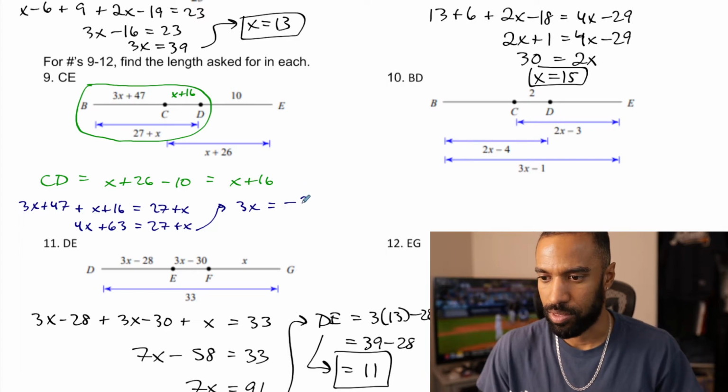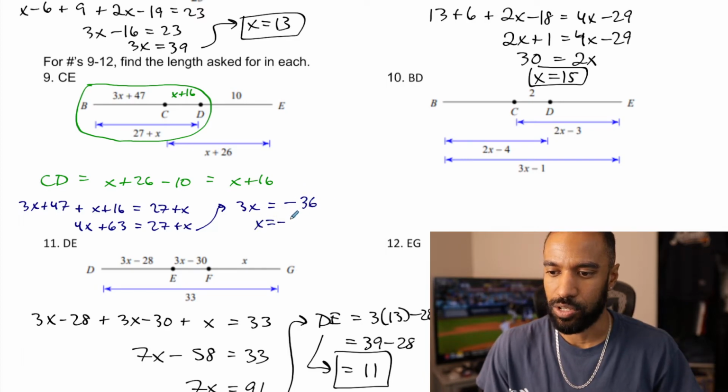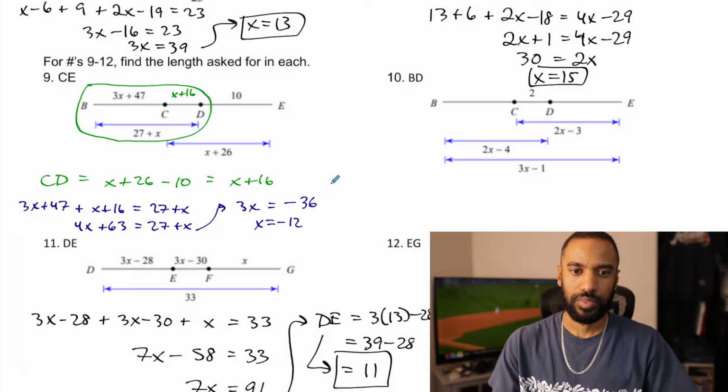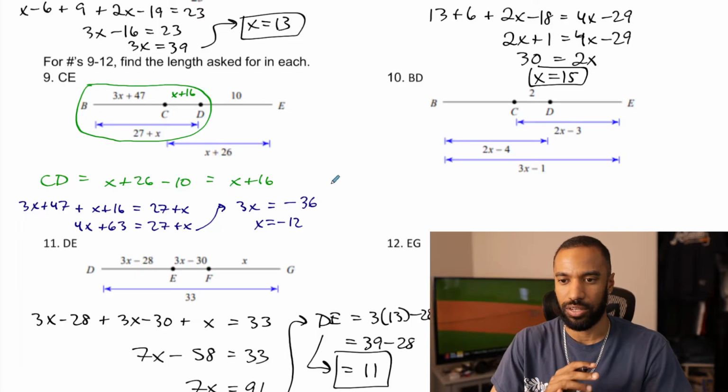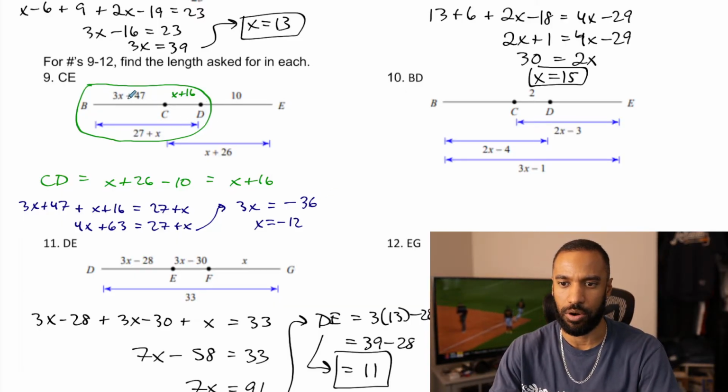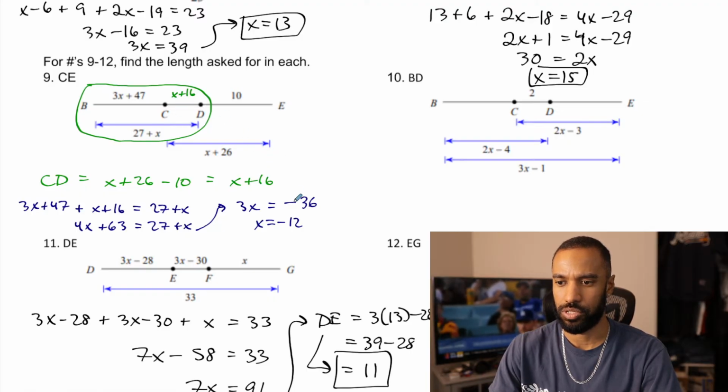I'm really bad at this math sometimes. 36 divided by 3, you get x equals negative 12. And it's okay to get a negative x as long as the lengths stay positive. And it looks like no matter what I plug in for x, they probably all do still turn positive.